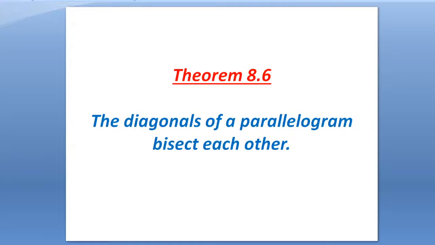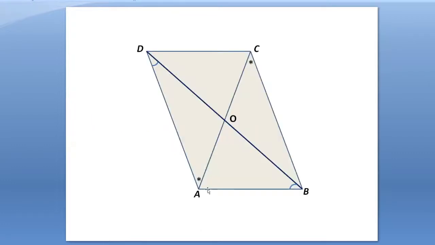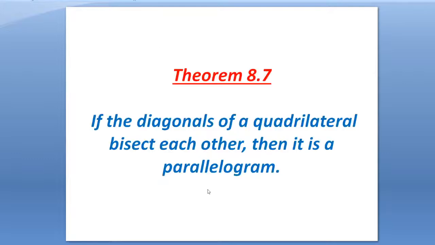See here, parallelogram ABCD, diagonals AC and BD bisect each other at the point O. That means OD is equal to OB and OA is equal to OC. And its inverse theorem 8.7: if the diagonals of a quadrilateral bisect each other, then it is a parallelogram.